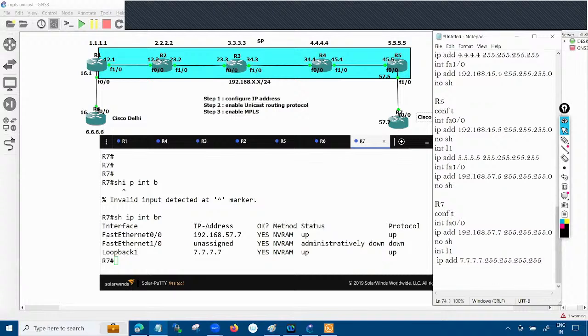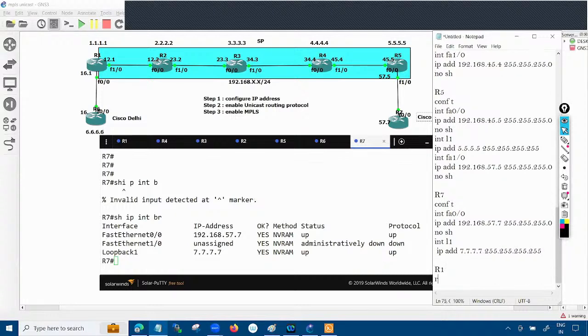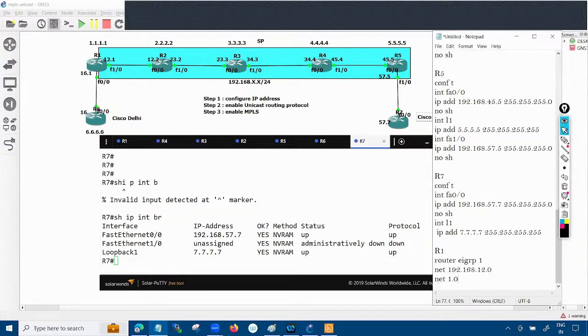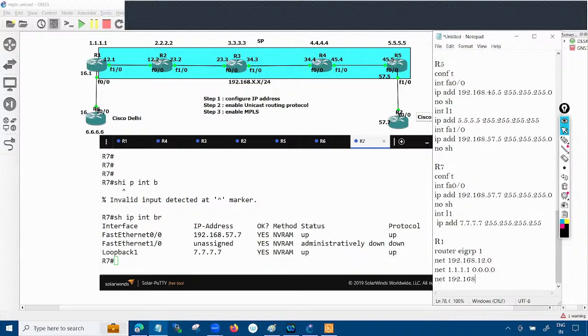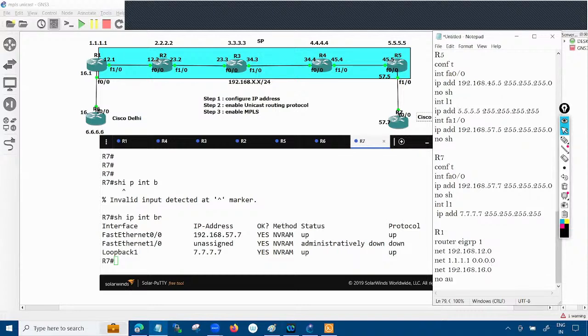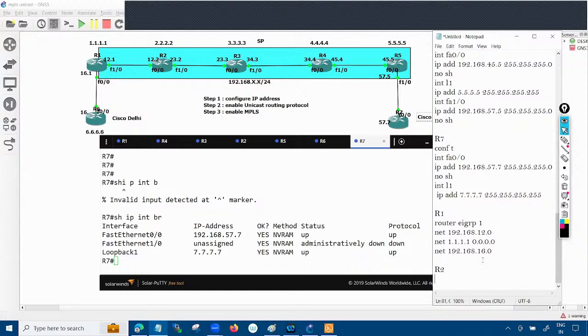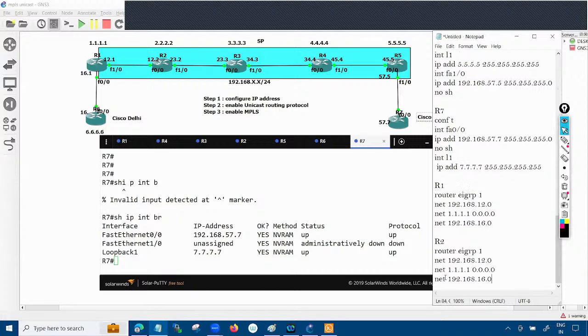Okay, let's run the routing protocol. On router 1, I have the router EIGRP, and the network will be 12.0, network 101, network 16.0. No auto-summary; I don't need to do it because auto-summary is disabled by default in newer IOS versions. So that's fine. Between the routers, we need to run the routing protocol, because if I don't run it, they will not exchange routes. That's our second thing.